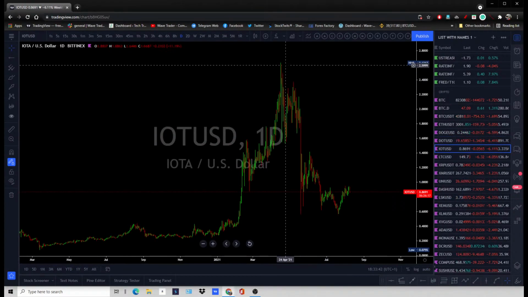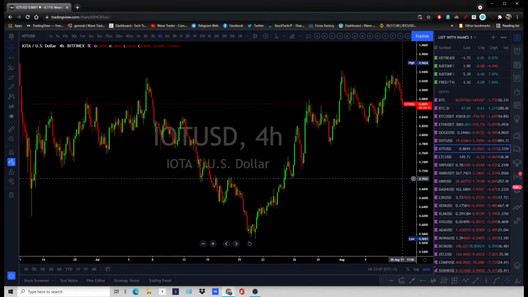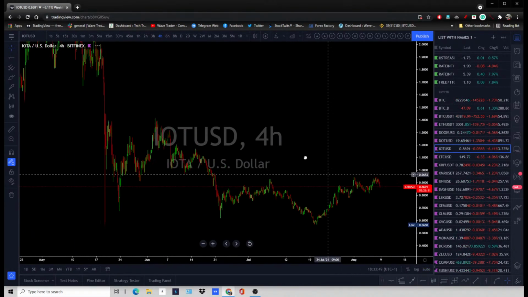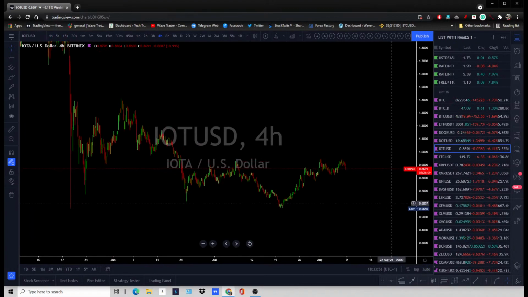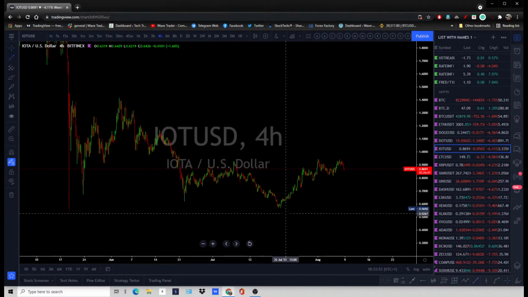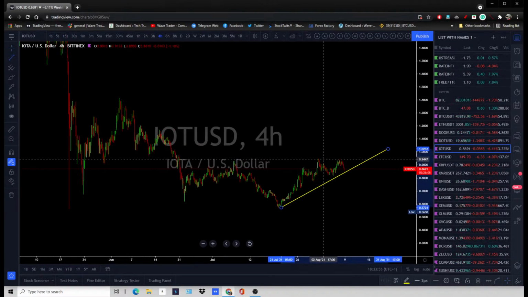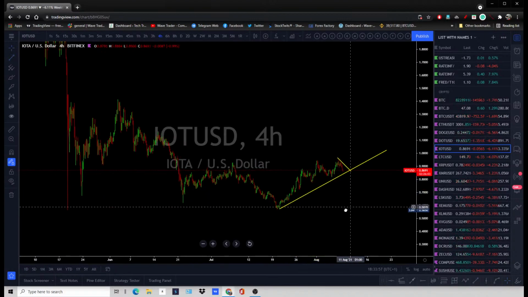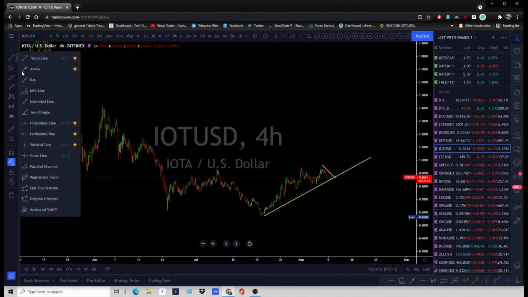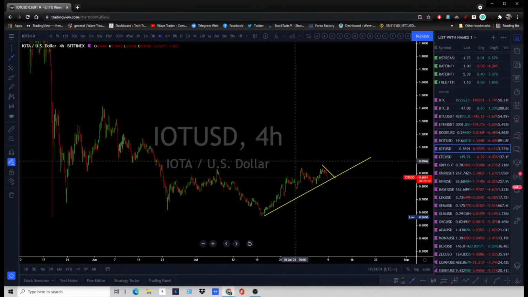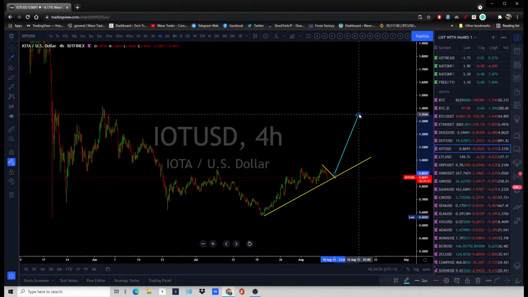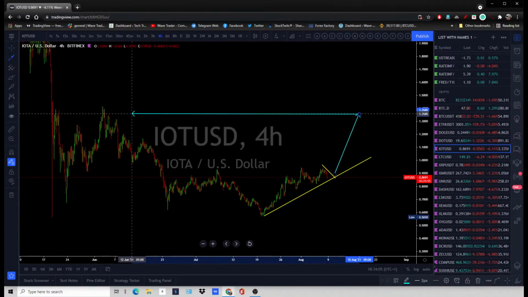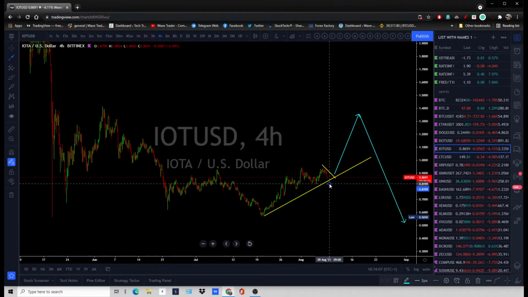IOTA went up and then dragged lower. Let's go to a lower time frame. I don't see the next bullish cycle right now. What I see is that the next leg can appear over there. IOTA is just struggling. Bitcoin and Ethereum were strong. If it goes that far away, still drag lower. Right now I'm expecting that.